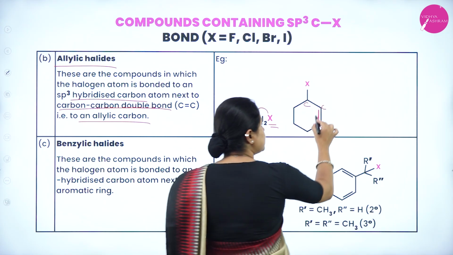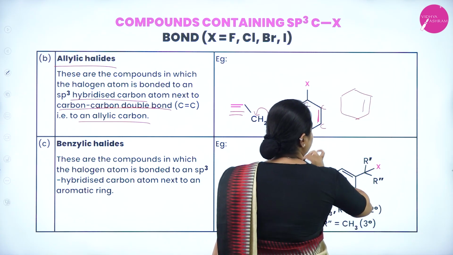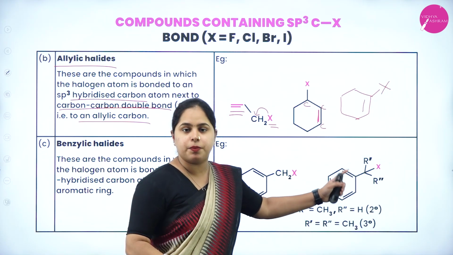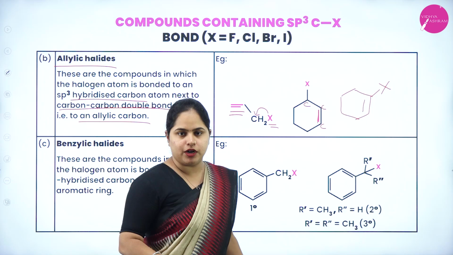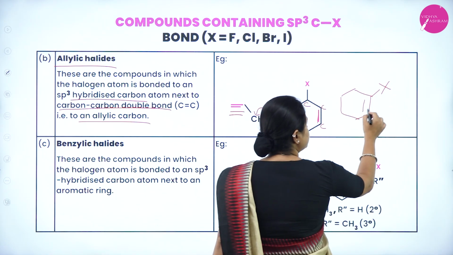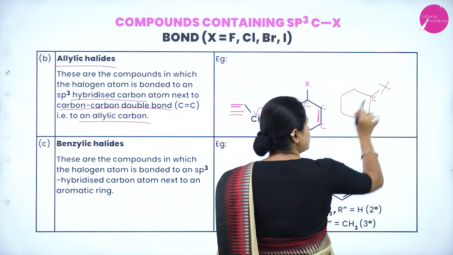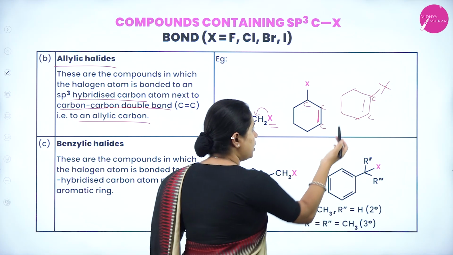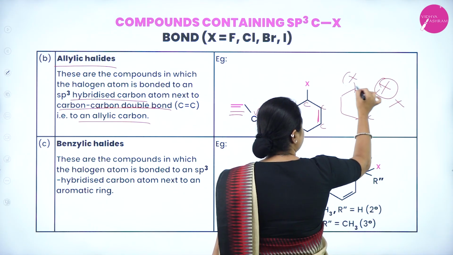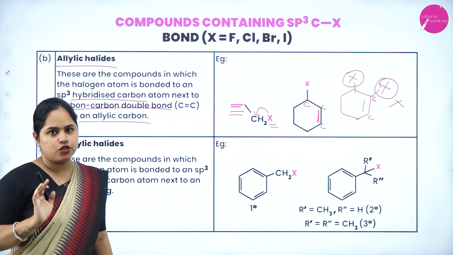So if, for example, the double bond is here and the halogen atom is attached here, that doesn't become an allylic carbon or allylic halide. Why is that not an allylic halide? See, the double bond is present in this carbon and this carbon. So if the halogen is attached to this carbon, that is not allylic. The halogen should be present on the adjacent carbon, here, not here. It should be present here. Then it becomes an allylic carbon and allylic halide. I hope it is clear.